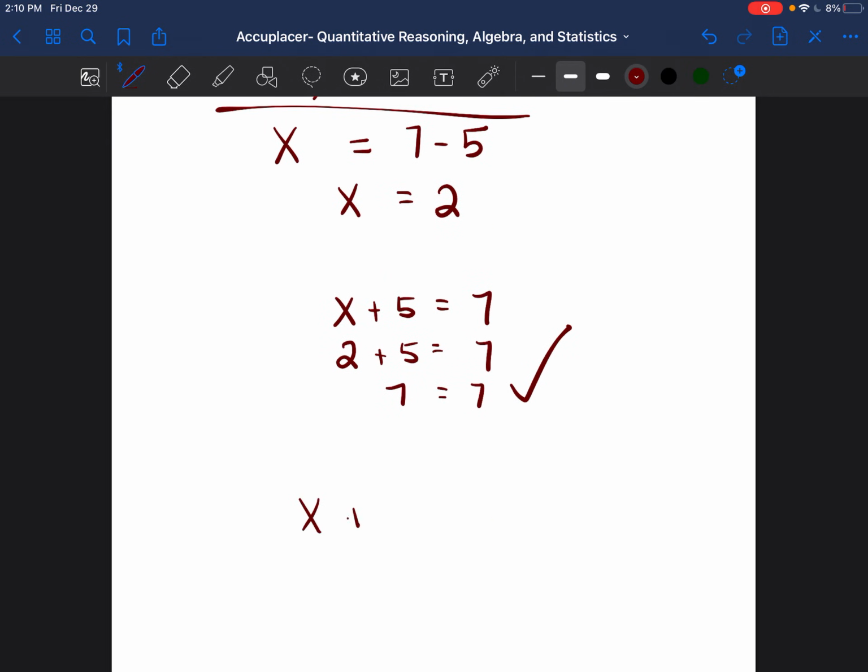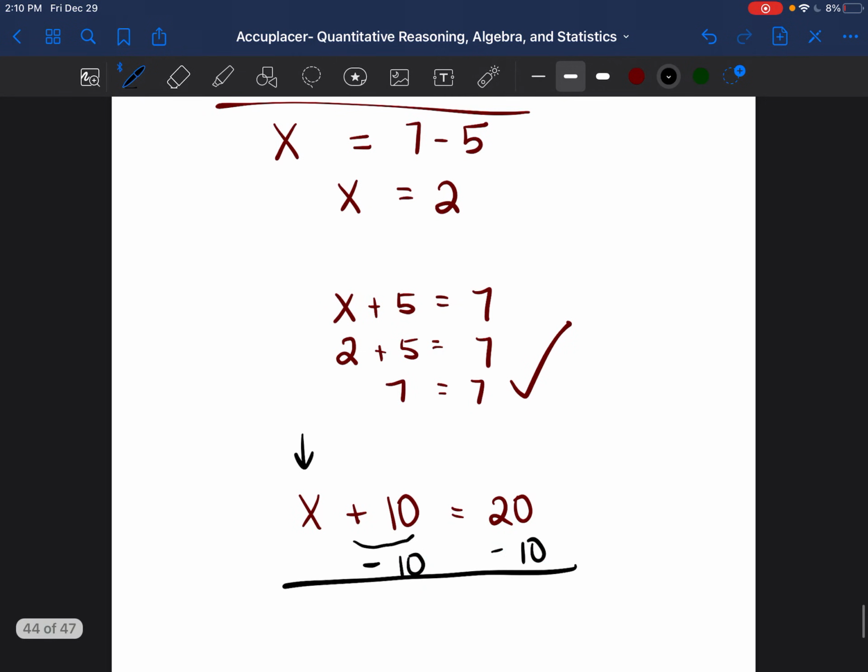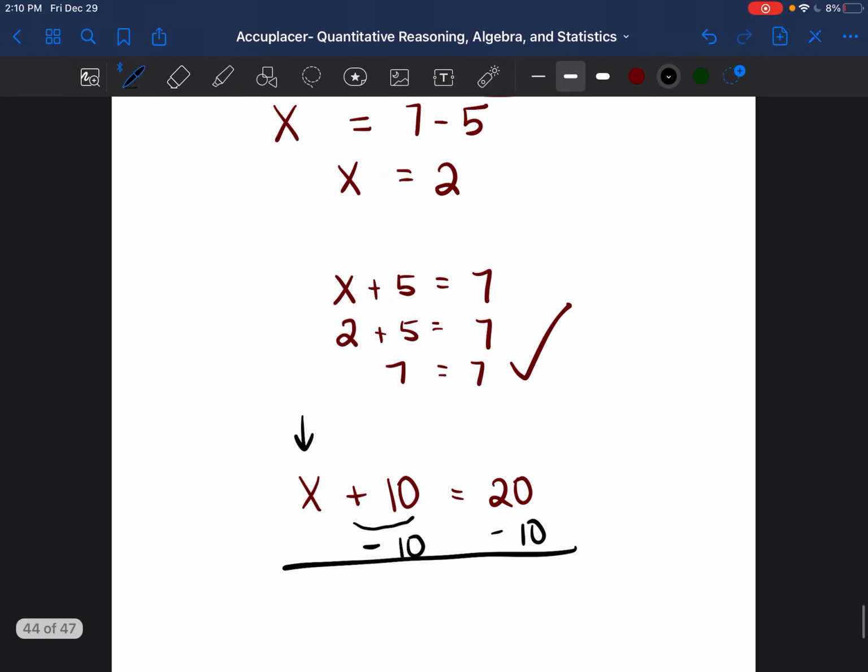Let's try another equation. Let's try x plus 10 is equal to 20. The goal: get this x by itself. What's causing the x to not be by itself? This 10. What's happening with the 10 right now is it's being added. What's the opposite of adding 10? Subtracting 10. So if we want to get rid of the 10, we subtract 10 from both sides. The 10s cancel each other out. The x is left. 20 minus 10 is 10.